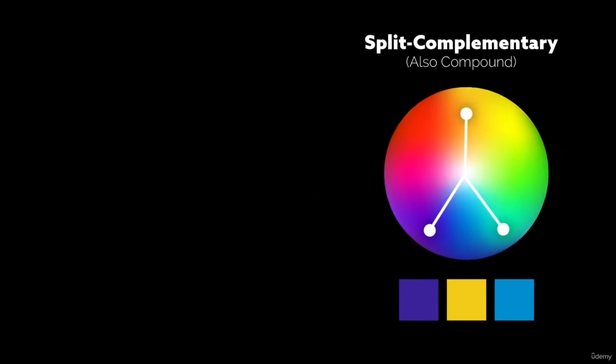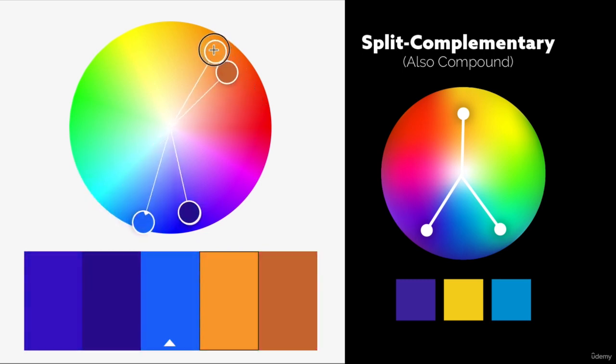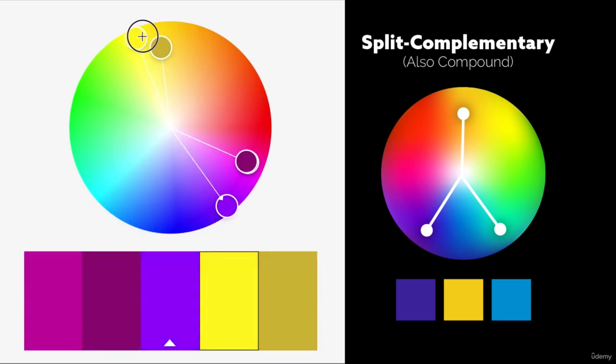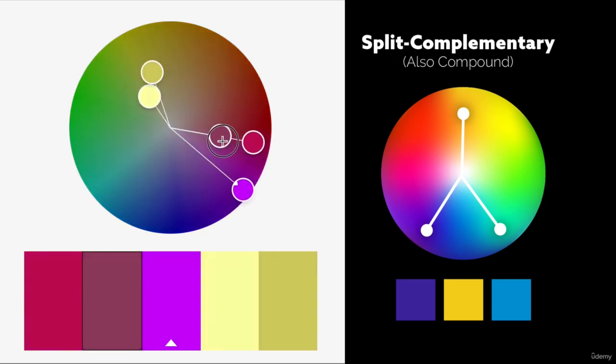Split complementary, or some use the term compound harmony, is the same as complementary colors, but with one hue splitting into two nearby colors instead. What this does is make one color less dramatic, giving you an easier color palette to work with, with a little bit less contrast than pure complementary colors.